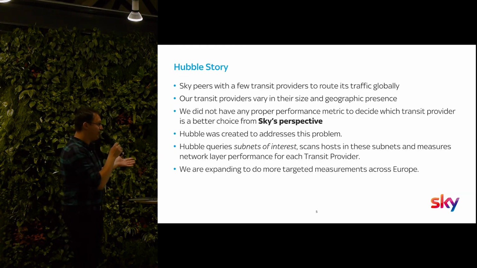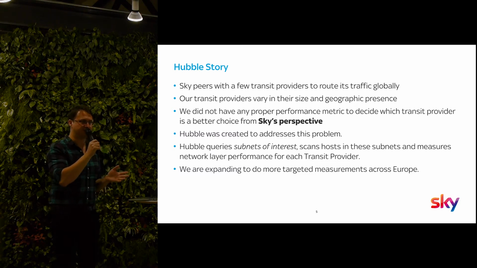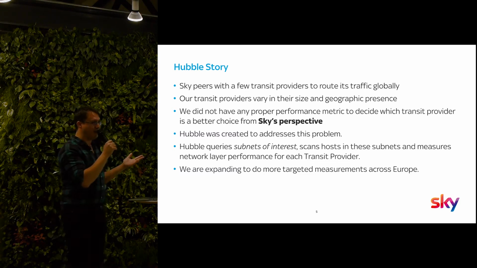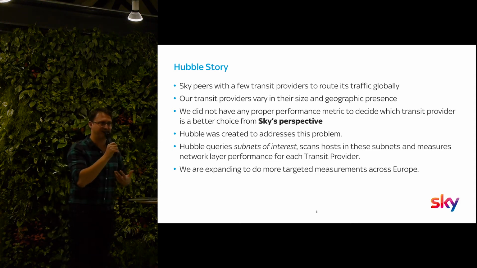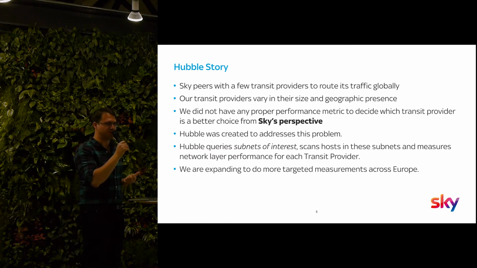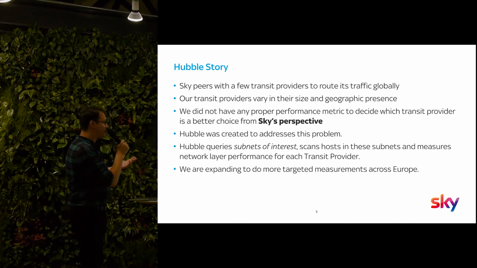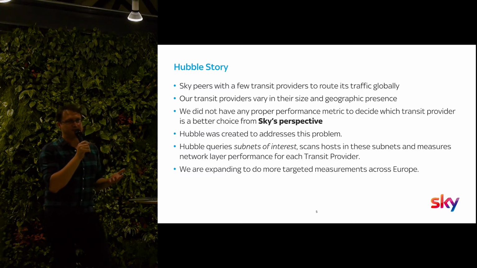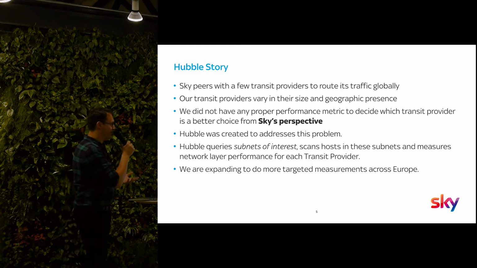How we came up with Hubble was that we had a couple of transit providers, and as the network analytics and planning team, we were asked by the finance guys, who were going to negotiate with these transit providers, to give them some concrete data. They wanted to understand which one is performing better, or whether they should go for one that says it's good and is a bit more expensive, but is that true? And we know that transit providers have different footprints all over the world, so not all of them are the same.